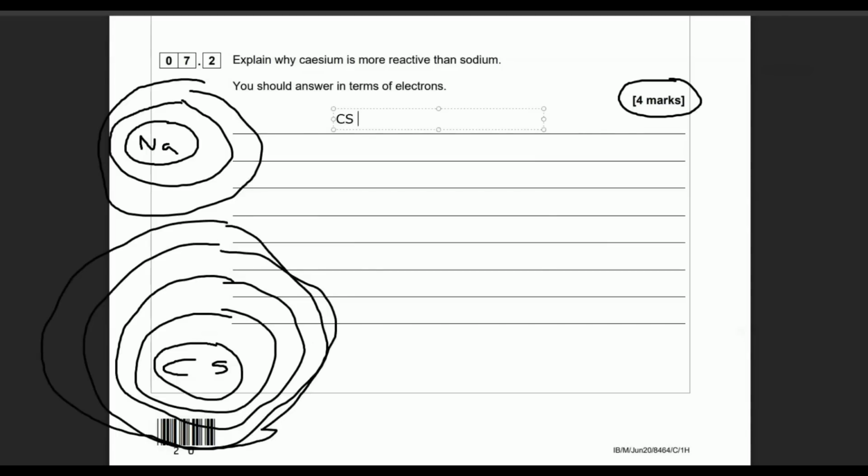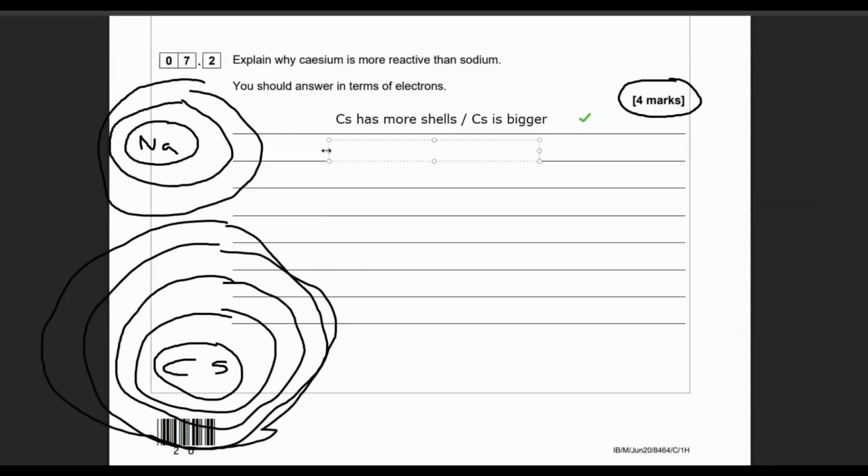So basically, what do we want to say here? We want to say cesium has more shells. Same marking point. You could just say cesium is bigger. That will get you the mark. So lovely. We're off the board. Cesium's bigger. What does that mean?